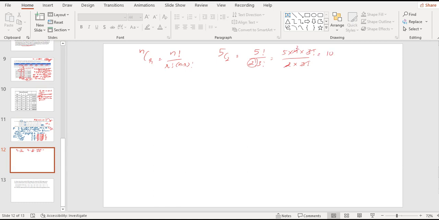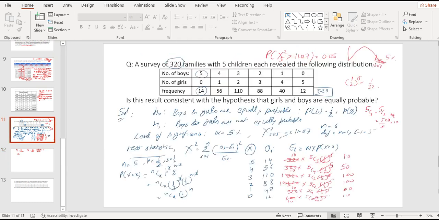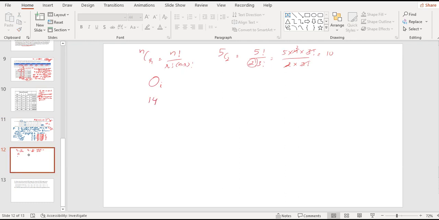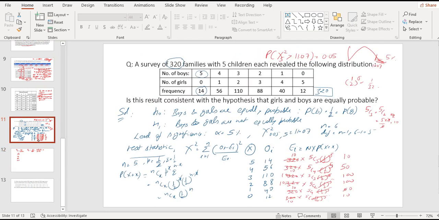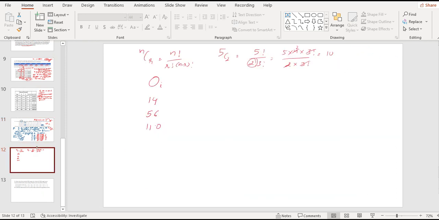Okay, so what do we get here? The observed frequency is given here as 14, 56, 110, 88, 40 and 12. Now we need to calculate the expected frequency, which we have calculated as 10, 50, 100, 100, 50 and 10.